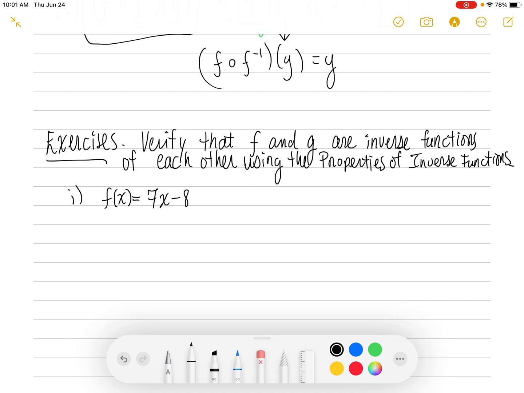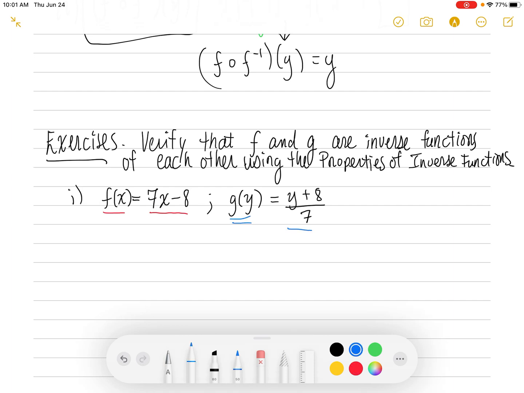So number 1, I have a function f of x is 7x minus 8. And g of y, I'm going to call it, so the input is a y rather than an x, interestingly enough. It's going to be y plus 8 divided by 7. I think that's a 7, yeah.